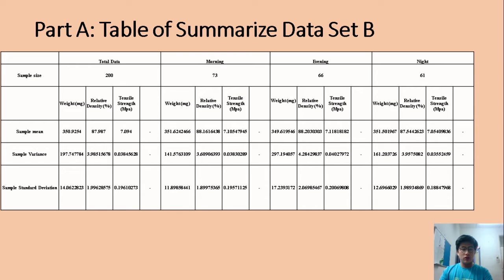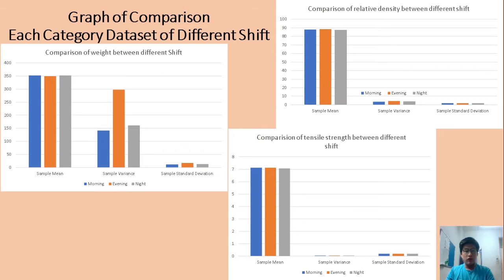For Part A, we need to analyze the data. First, we divide the data into three main parts, which are morning, evening, and night. Then, we calculate the sample mean, sample variance, and sample deviation for each set of data. So all the data is put in the table. From the result, the comparison graph is plotted for each category of dataset of different shift. So here is a tree graph.